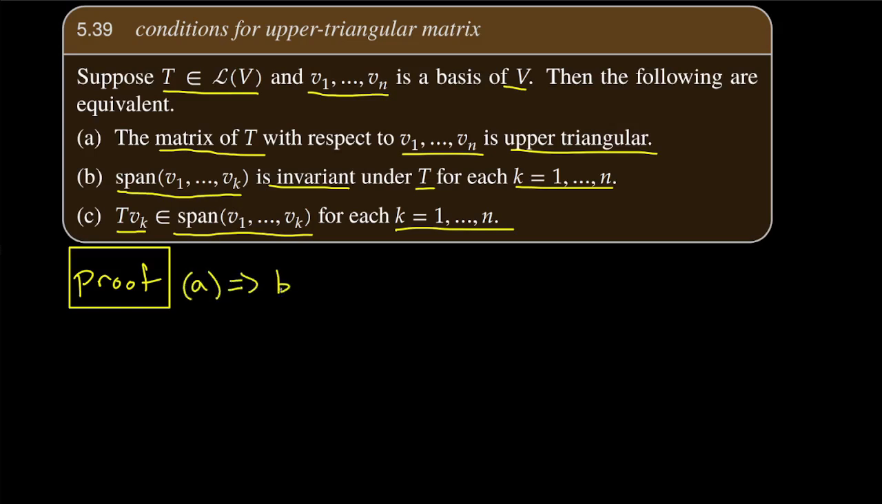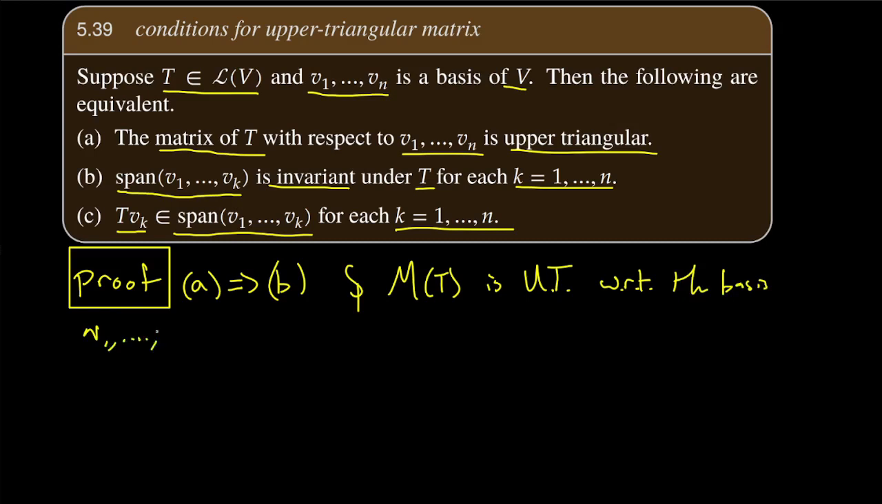Okay, here's the proof for A implies B. Suppose the matrix M(T) is upper triangular with respect to the basis v1 through vn. Then T of vj is equal to, well, I'll just write it down.